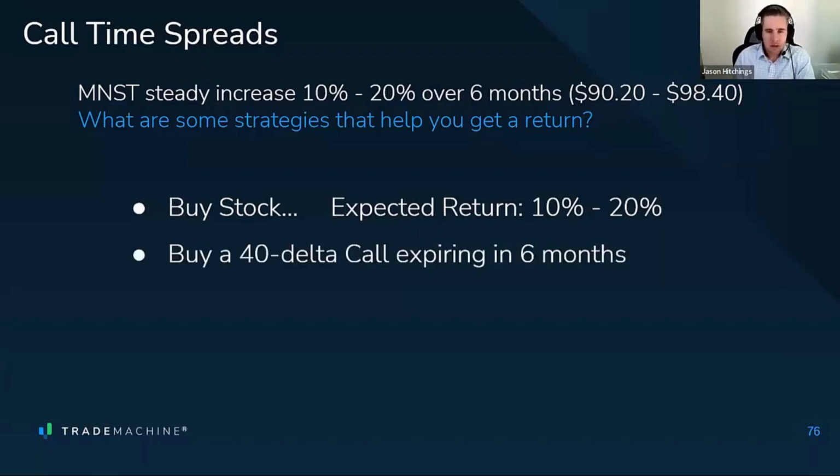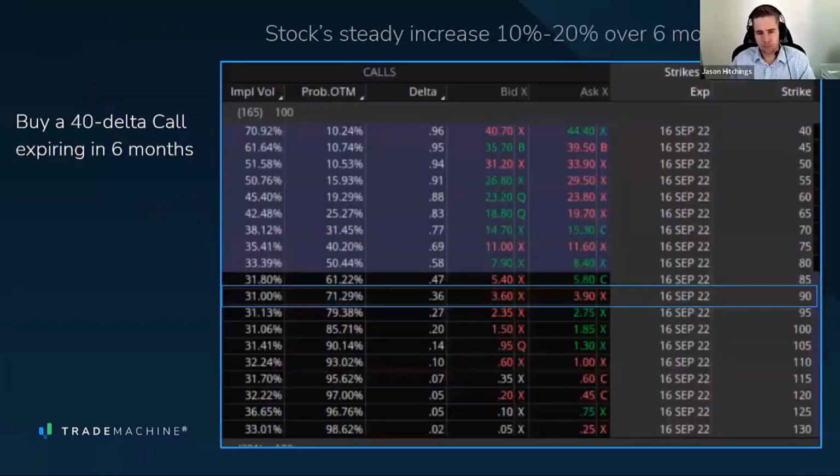We could also just buy a call, right? Now, buying a call that expires out 6 months is going to be pretty expensive. It's going to have a lot of time value because there's a lot of time for the stock to move. And it's not always clear whether you want to buy the 50 delta or the 20 delta or the 30 delta. But in this case, we'll say we're going to buy an option that's a little bit out of the money because it's a little cheaper than buying the 50 delta call. And then how does that do? If we buy the 40 delta call and we're right about our assumption and the stock lands between 90.20 and 98.40 6 months out, what does that look like?